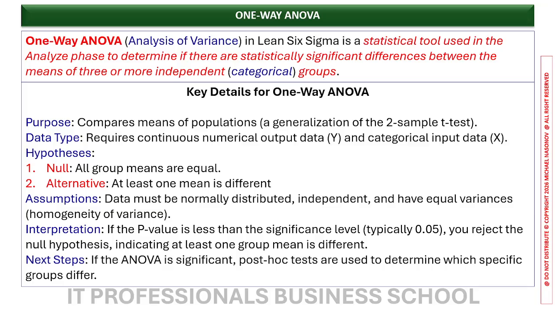Interpretation: if the p-value is less than the significance level, typically 0.05, you reject the null hypothesis, which is the first one, indicating at least one group mean is different. Next steps: if the ANOVA is significant, post hoc tests are used to determine which specific groups differ.